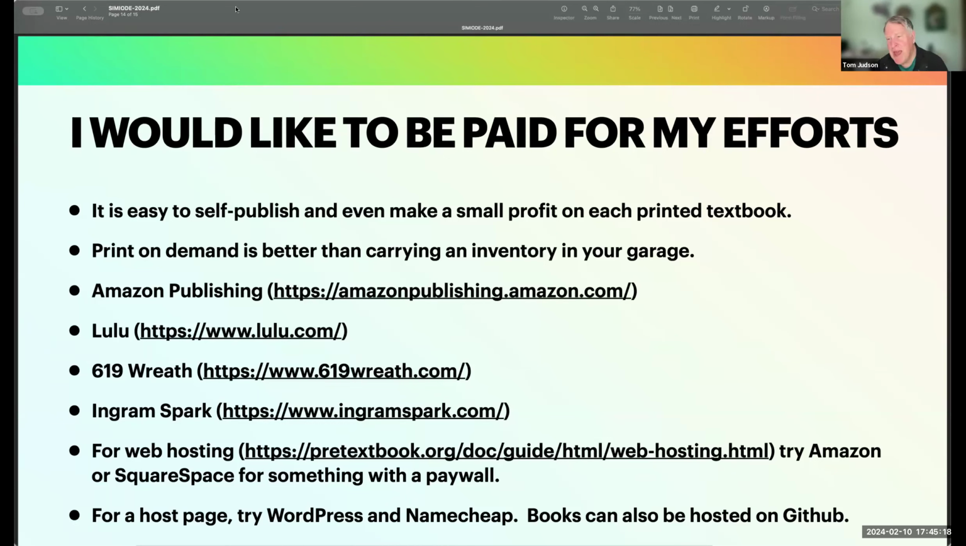So suppose that you want to host a copy on the web. Okay. Well, you can either put it up there for free. Okay. You can make a homepage. You can do something with WordPress to make the web page and Namecheap to buy a domain. You can even host a book on GitHub.